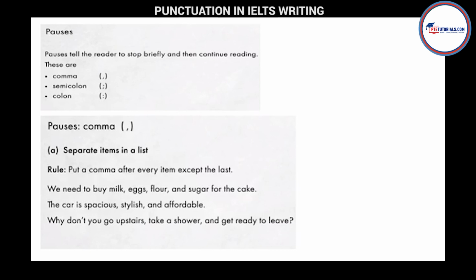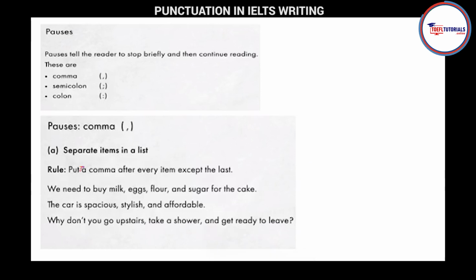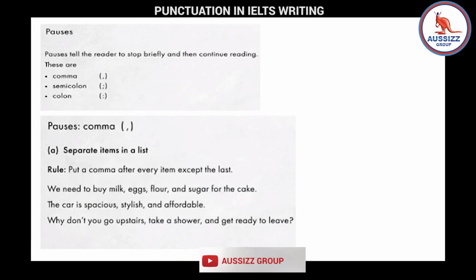The next part now is very, very important for you all. Now see, pauses. Pauses are mainly of three types. The first is the comma, the second one is the semicolon, and the third one is the colon. Let's start with the comma first. You can add a comma in a variety of ways. The first use of a comma is that it separates items in a list. Put a comma after every item except the last.